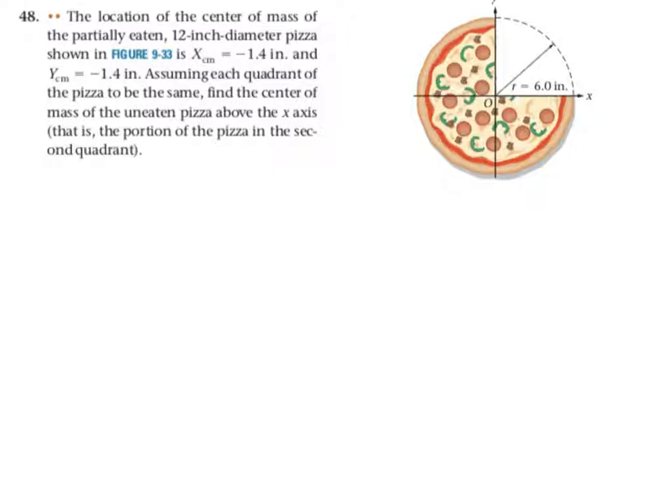So our first thing that we're going to do here is recognize that we can treat each piece of pizza, each of the quadrants, as its own separate thing that has its own center of mass. So the one we want would be something like this. We have a center of mass there, and the other ones have centers of mass.